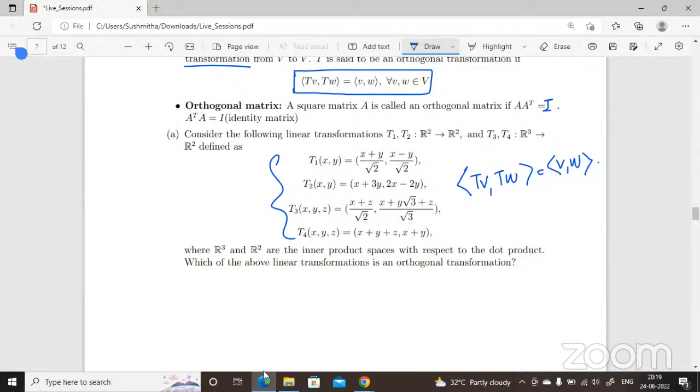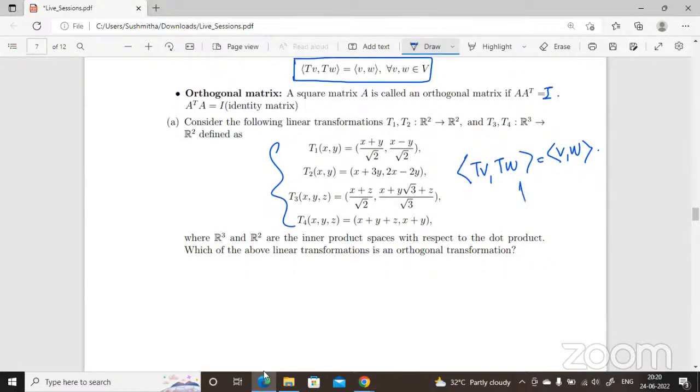So let's check T2 first. Is T2 an orthogonal transformation? No, ma'am. Why isn't it? This should hold for all V and W. Yeah, this should.